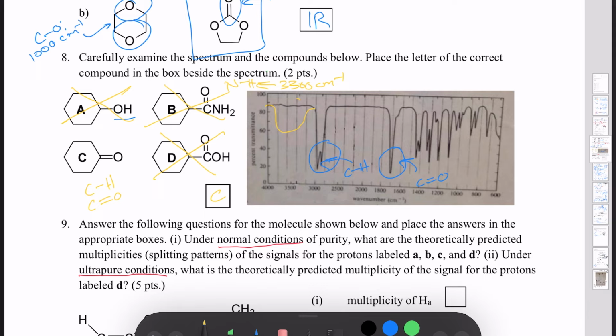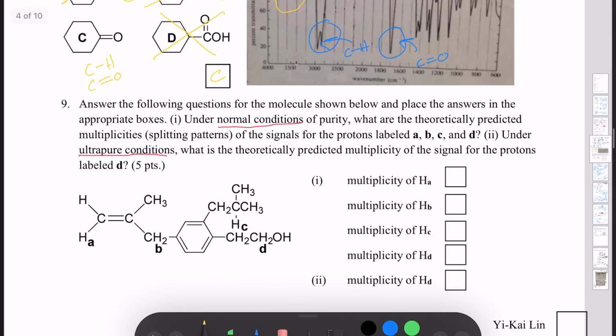For question 9, we are given the following molecule, and for part 1, it asks us, pay attention to this, under normal conditions of purity, what are the theoretically predicted multiplicities of the signals for the protons labeled A, B, C, and D? When you're considering normal conditions of purity, let's discuss that first. When you're talking about normal conditions, that means that certain types of coupling will not be counted when we are trying to find out the multiplicity of a certain proton. And I'll explain what I mean in just a bit.